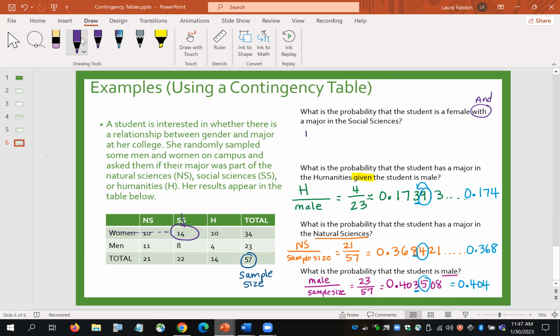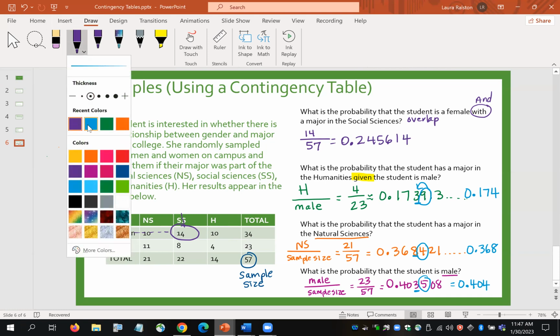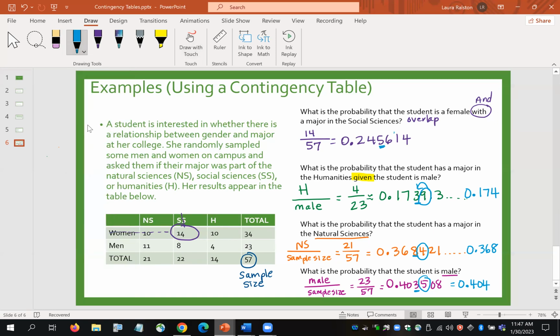So there are 14 women in the social sciences out of the 57 in the sample. Remember, the and is your overlap or your intersection. So 14 divided by 57 is 0.24564. 3 decimal places. Third place is a 5. Next door is a 6. It is going to bump it, so it becomes 0.246.